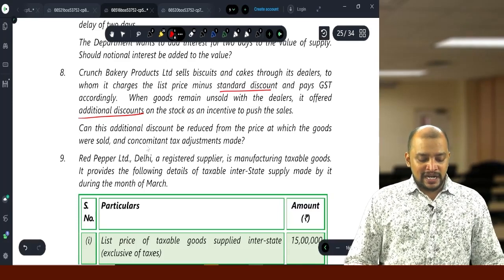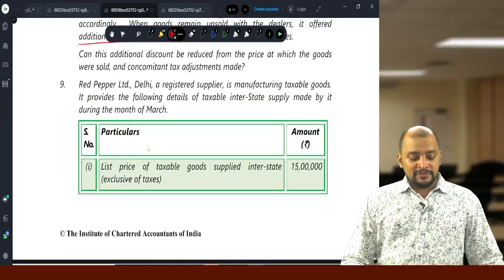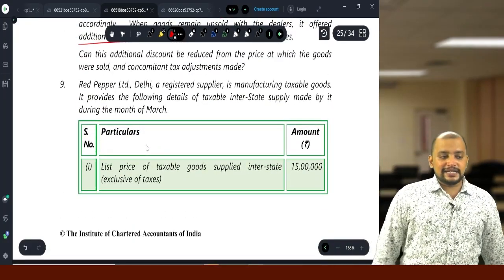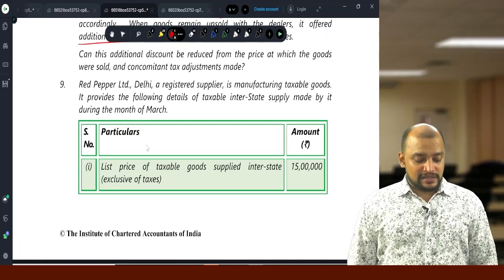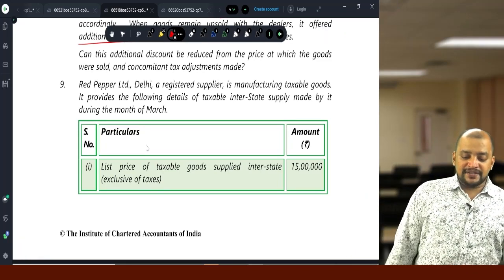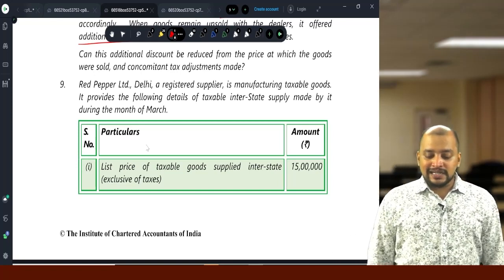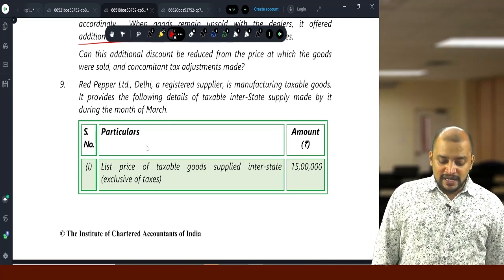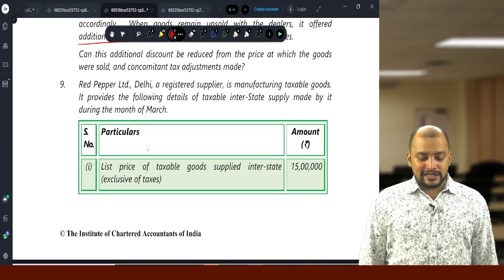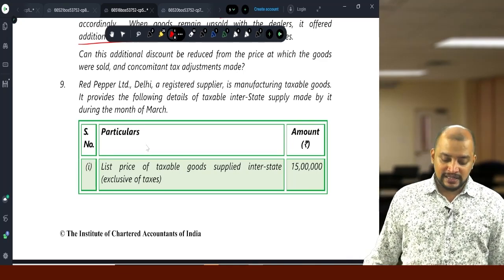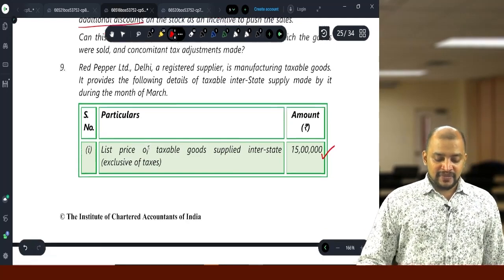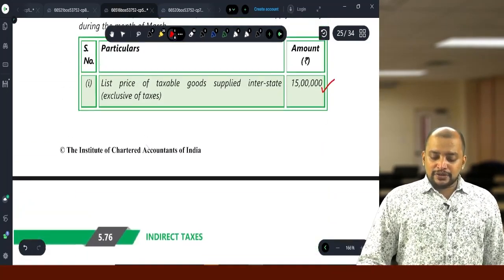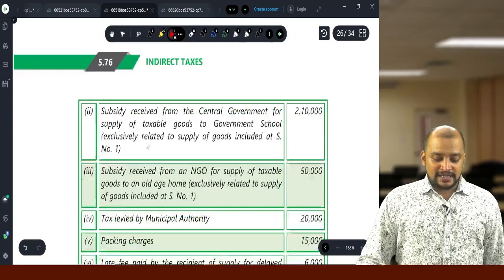Then question number 9. Red Pepper Limited, Delhi, a registered supplier, is manufacturing taxable goods. It provides the following details of taxable interstate supply made by it during the month of March. List price of the taxable goods supplied interstate, exclusive of taxes, is 15 lakhs. This is the list price, and we need to take this as the base, 15 lakhs.